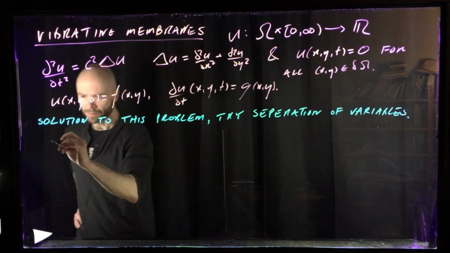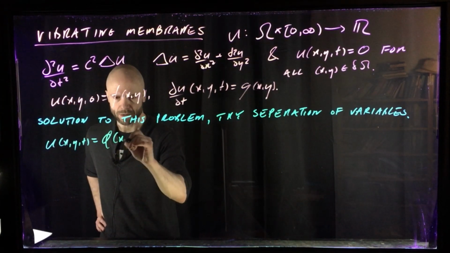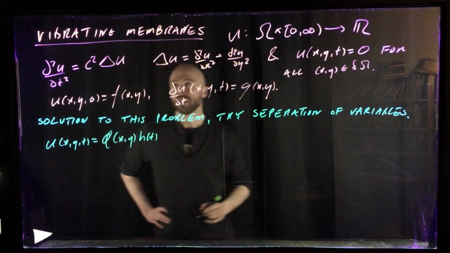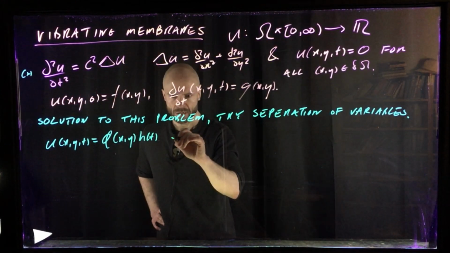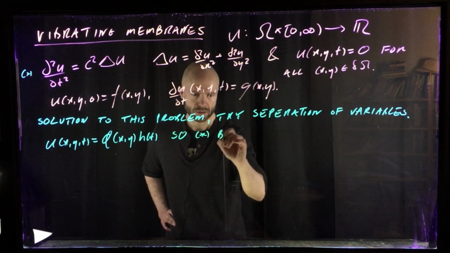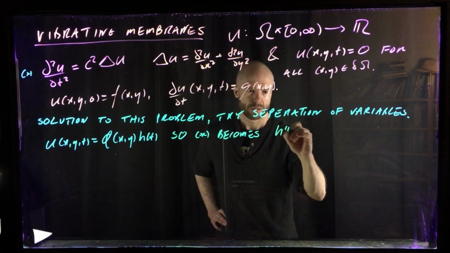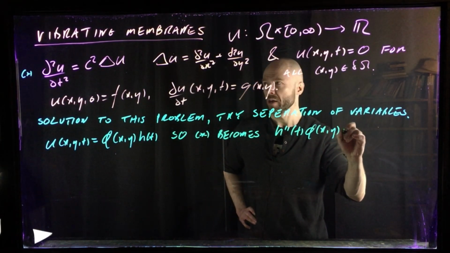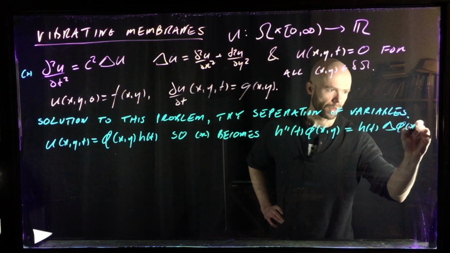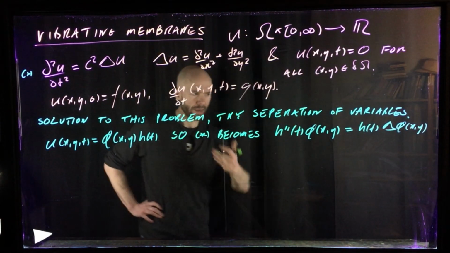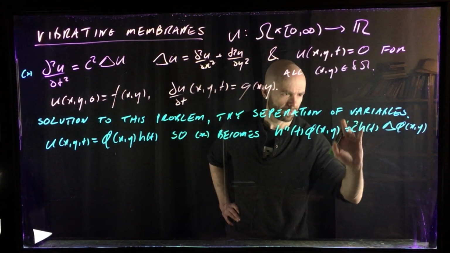So let us write u of x, y, t as the product of these functions phi of x, y and h of t. Then what happens to our PDE? Let's call this PDE star. So star becomes the following thing. It becomes h double prime of t times phi of x, y is equal to c squared h of t times Laplacian phi of x, y. Okay, so let's divide and put things on the same side. I'm missing a c squared right here. Right.